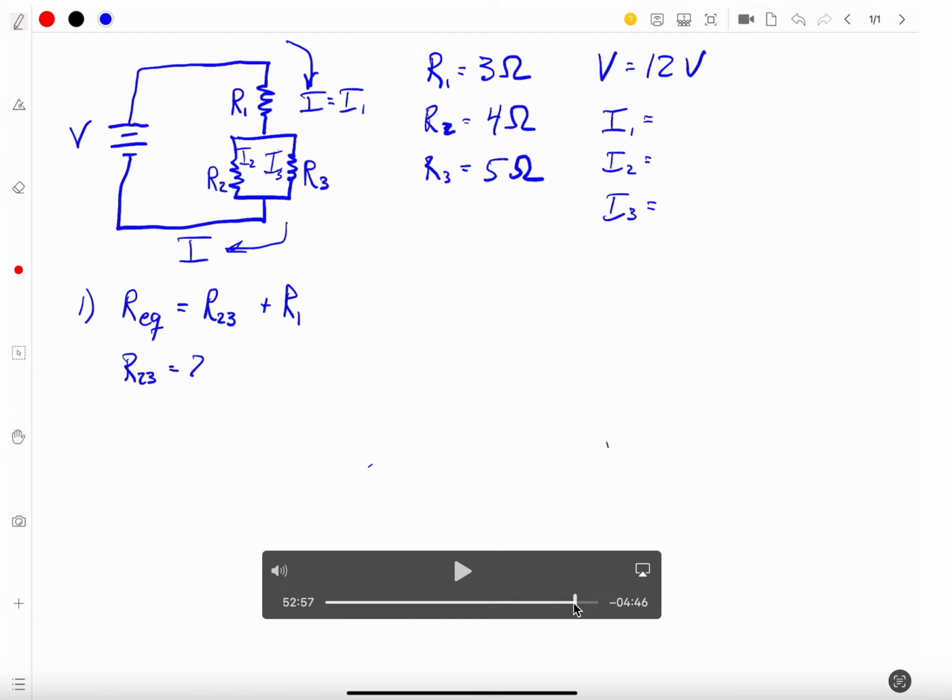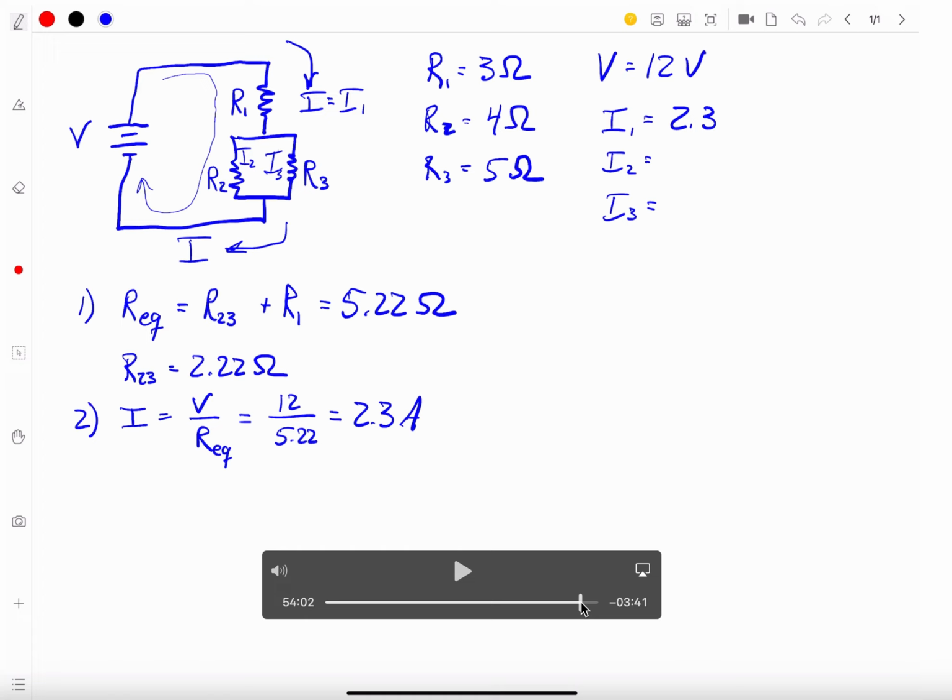So the first thing I do is find the equivalent resistance for the whole shooting match. We found that R23 is 2.22 ohms. Our equivalent then is 5.22 ohms, because you're adding 3 to 2.22. Then our next step, what is I? The I total would be our V, which is 12 volts, divided by our REQ, which is 5.22. That's 2.3 amps going all the way around.